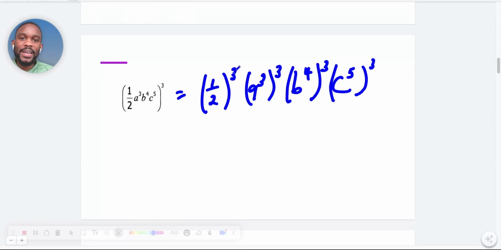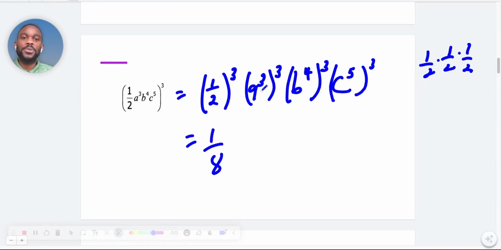So a half exponent 3 is the same as a half times a half times a half, and this will give you 1 over 8. Then a exponent 3, exponent 3. The power rule says if a base has been raised to an exponent and to another exponent, multiply out the exponents. So a exponent 3, exponent 3 will give you a exponent 9.